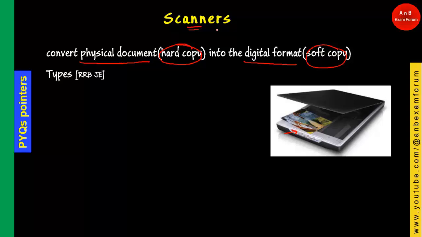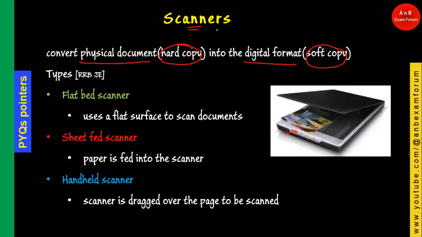The types you should remember, there are 3 types: flatbed, sheet fed and handheld scanner. As the word suggests, flatbed. If you see, this is a flatbed, so the flat surface is there, you just put your physical document onto that and scan, and the digital image will be transferred to your computer.